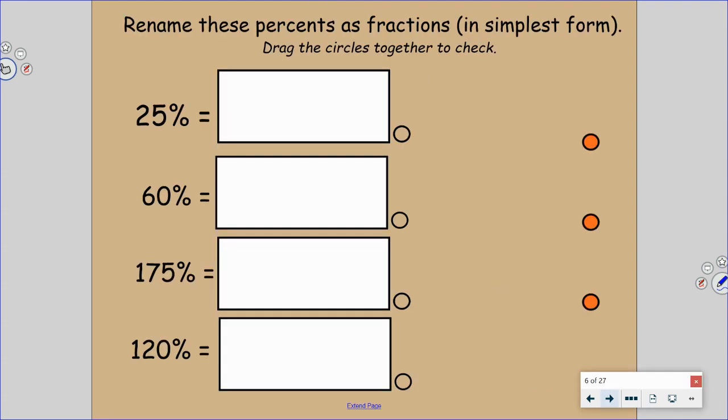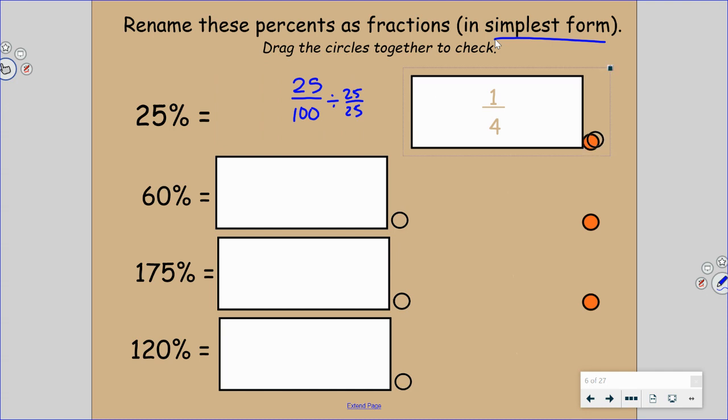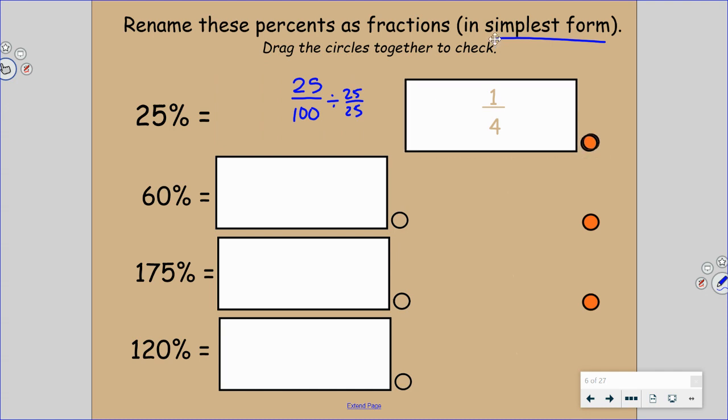I would encourage you right now, pause your video. I'd like you to rewrite all these percents as fractions in simplest form, and when you're ready, come on back and we'll check them together. 25%, naturally, some of you already have this memorized. 25 out of 100, which can be rewritten in simplest form as 1 out of 4. In fact, if I were to rewrite all these out of 100, we have 60%, we have 175%, and we have 120%.